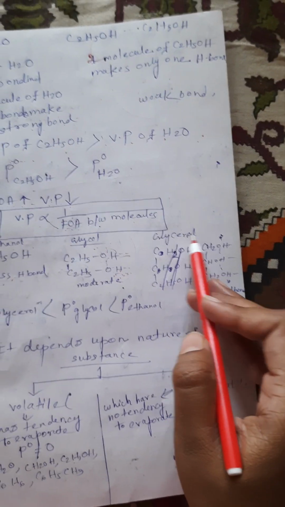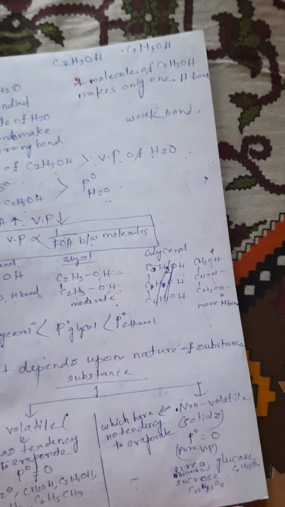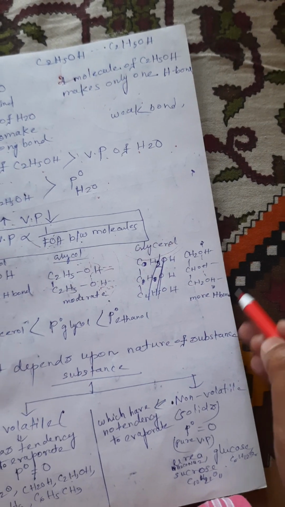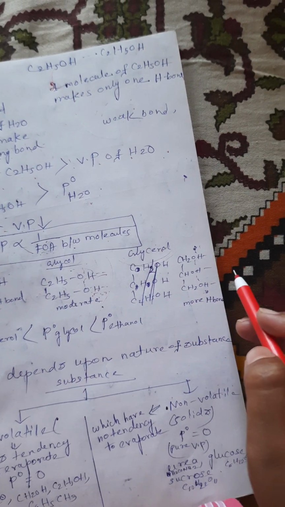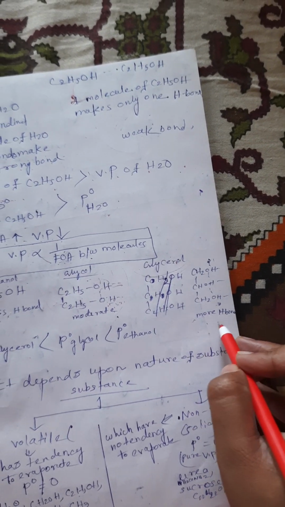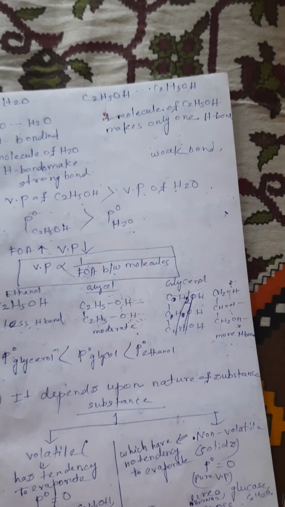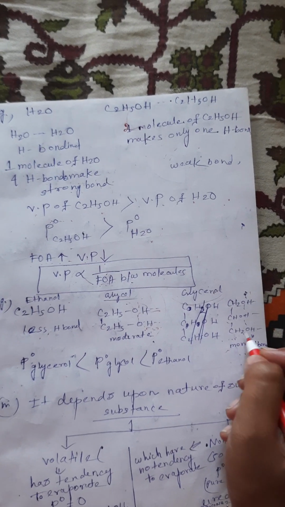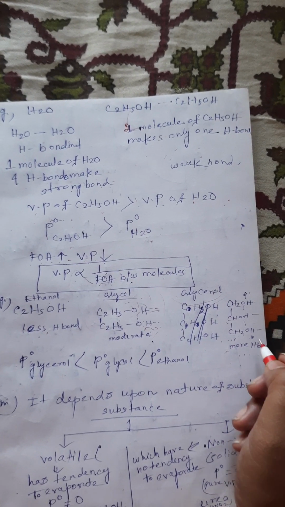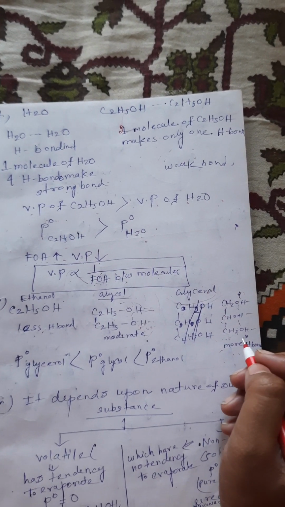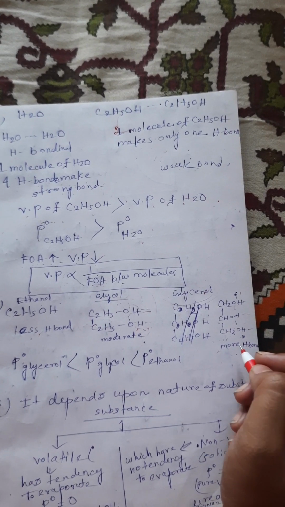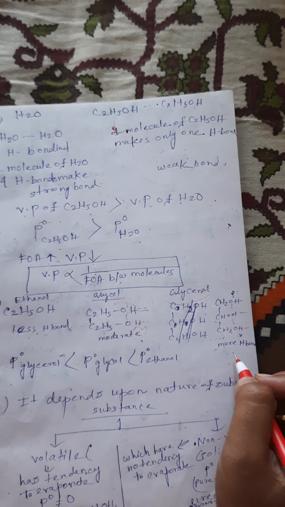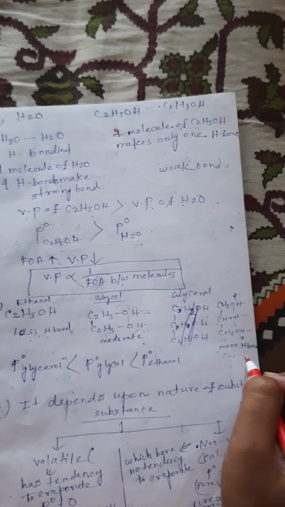But in case of glycerol, how many hydrogen bonds are possible? 1, 2, 3, 4, 5. Five hydrogen bonds are possible. If there are more hydrogen bonds, that means stronger bonding. They can never evaporate fast; evaporation will be very slow. More hydrogen bonds mean a strong bond, and their vapor pressure will be less.